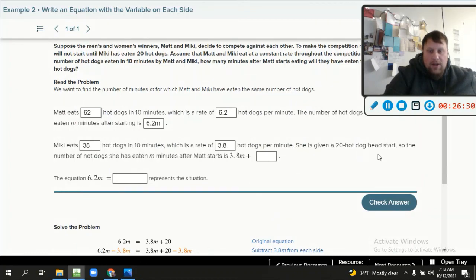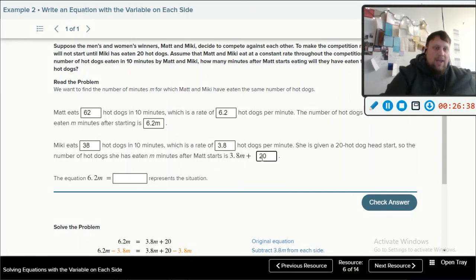Awesome. And going down, it shows us how to solve that. Watch. They're just going to subtract 3.8M from both sides. They get 2.4M equals 20. And when we divide by 2.4, we get that roughly 8.3 minutes after starting, or 8 1/3 minutes. So that's how we would solve a problem such as this.